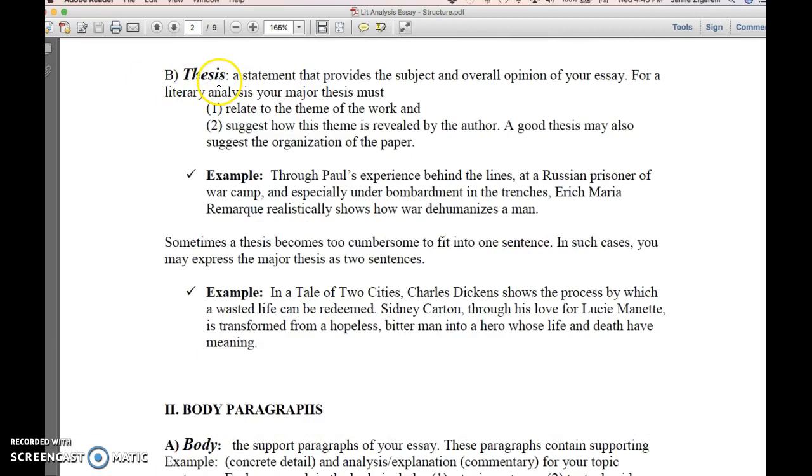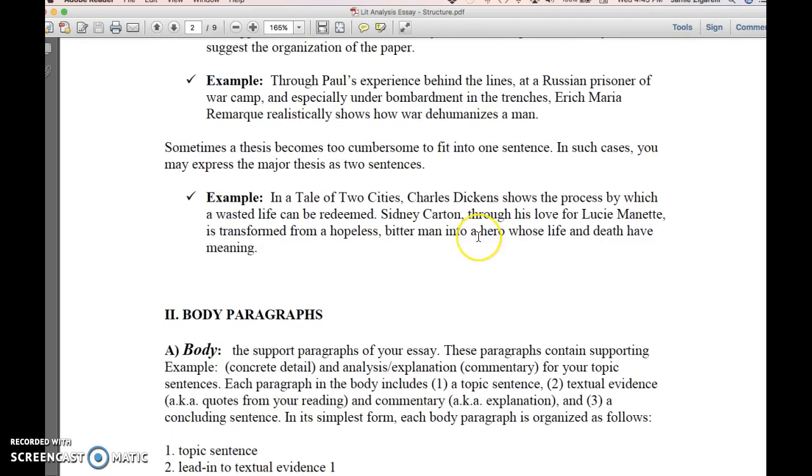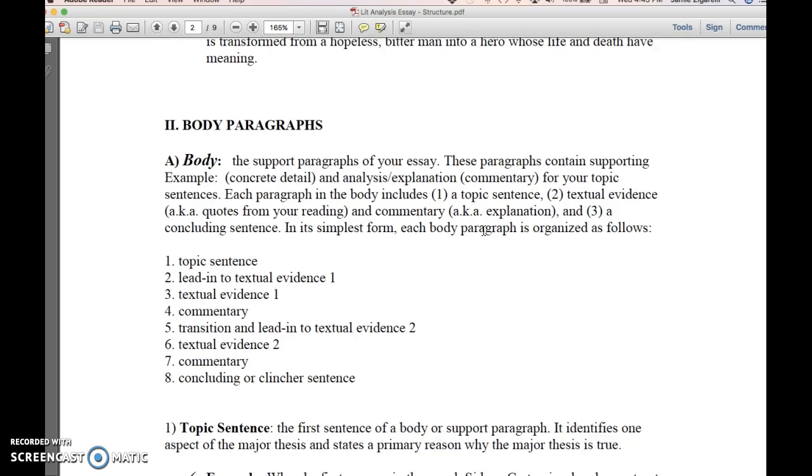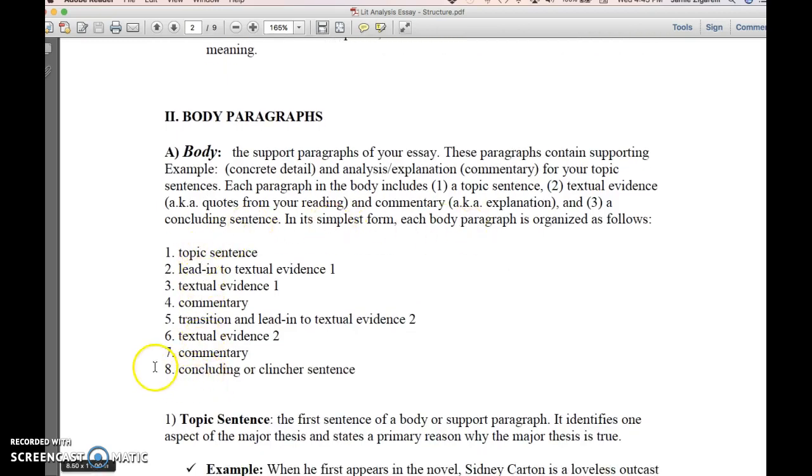And you would always end that intro with your thesis. And for you, it's going to be basically stating what you think the theme is of the work and why you think that. And then you have your body paragraphs, right? And so this shows you structure for the body paragraph, okay? Topic sentence, lead into your first piece of textual evidence where you explain something from the film, you comment on it, you transition to your next piece of evidence, you comment on it, you conclude. If you have two strong pieces of evidence, that may be enough. You may have three, you can expand on this structure, but it tells you what you should be doing in a good body paragraph.